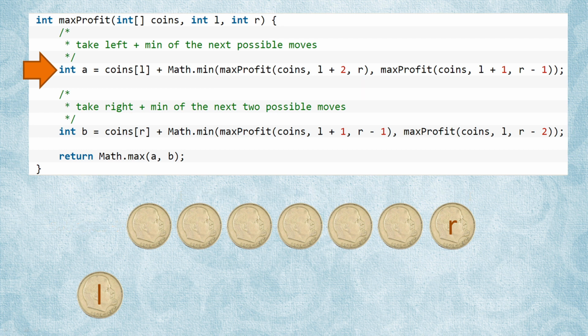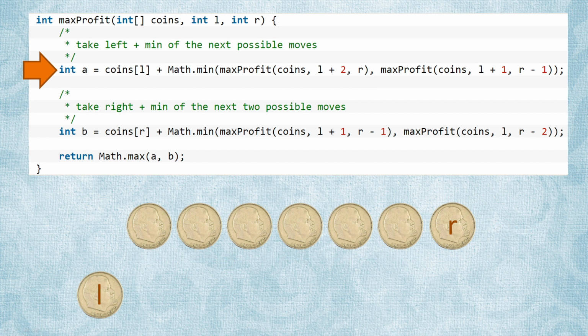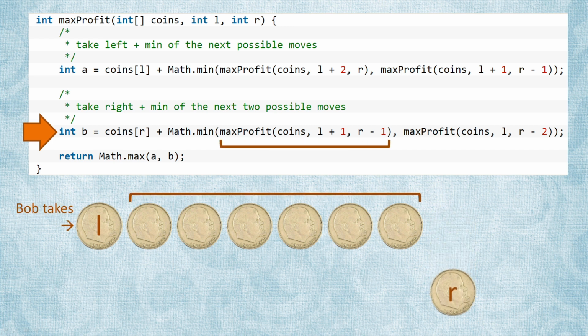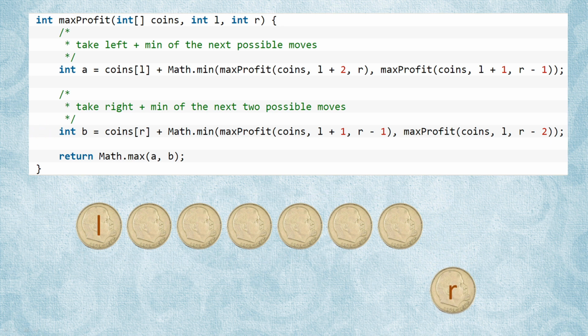Since Bob is playing optimally, he will surely leave Alice with the worst one. So we take the minimum of those two possible outcomes and add it to the value of the left coin. Of course, we do the same thing for possibility B, except we adjust the index values L and R to account for our initial choice of taking the right coin. Finally, the function returns the max of A and B, meaning the better choice.